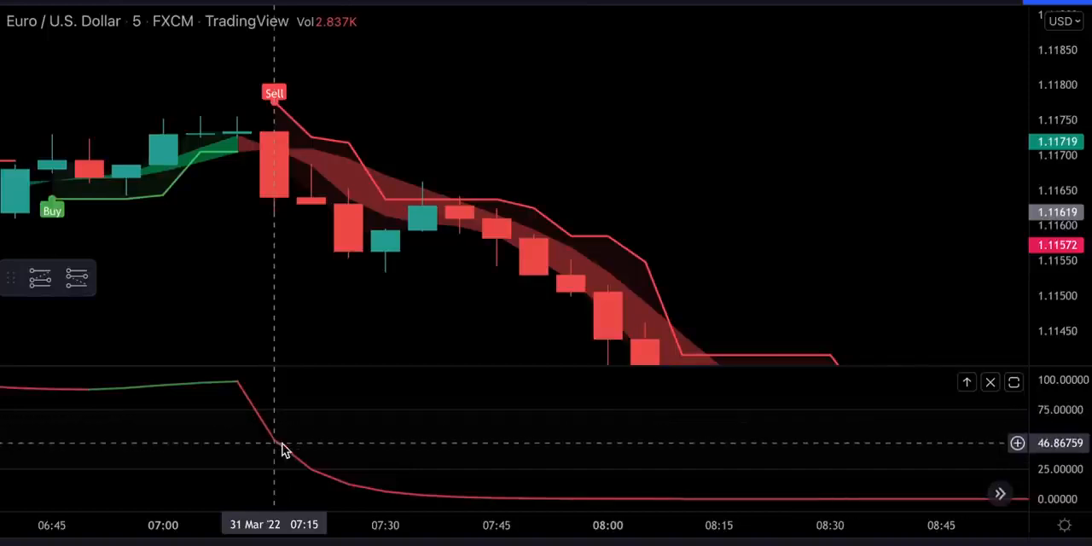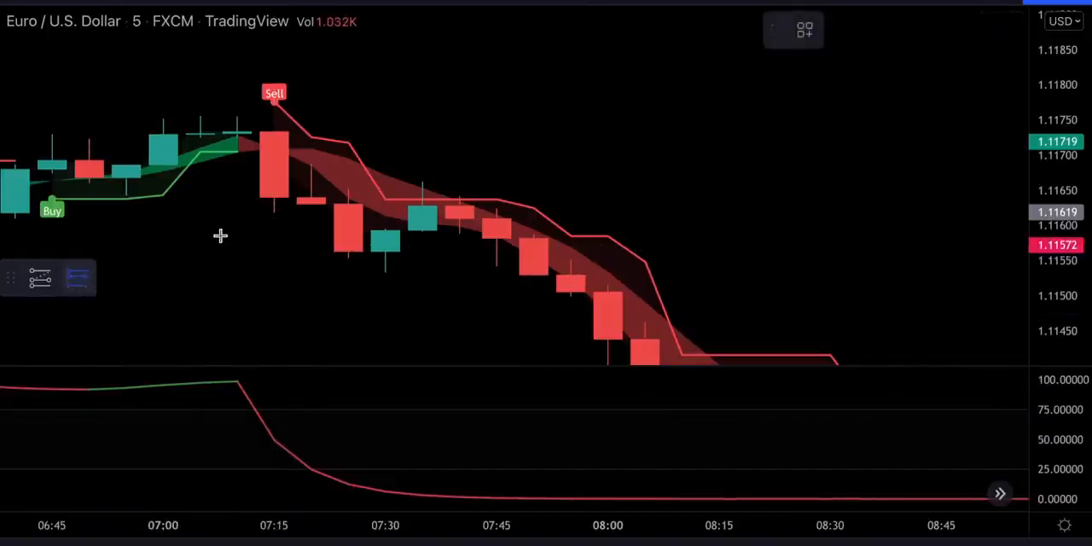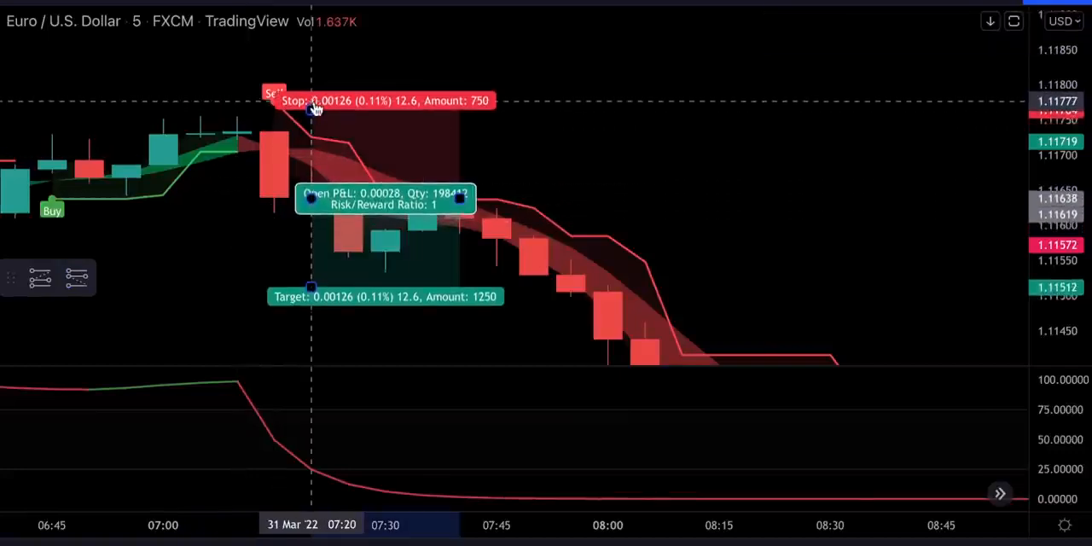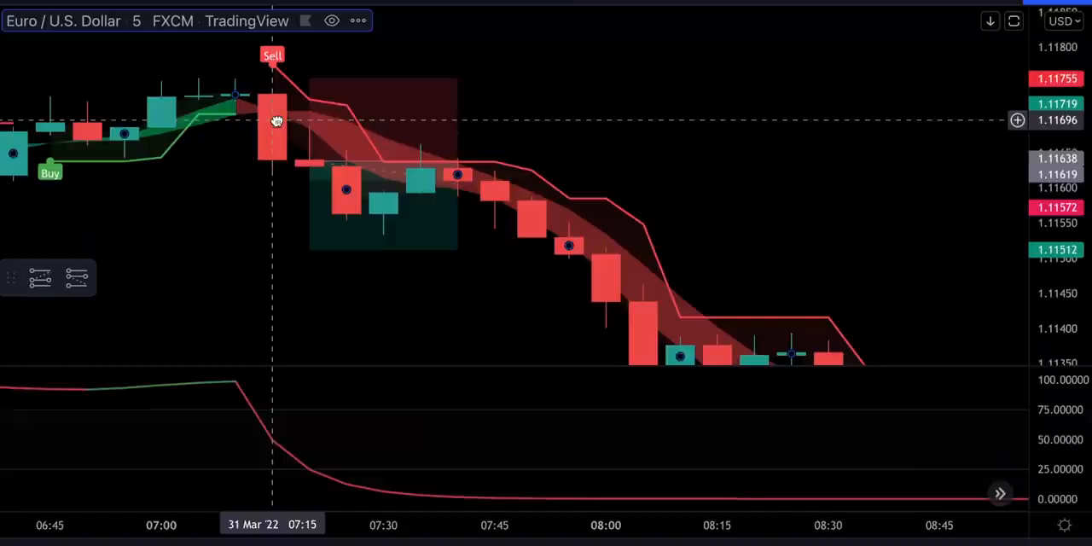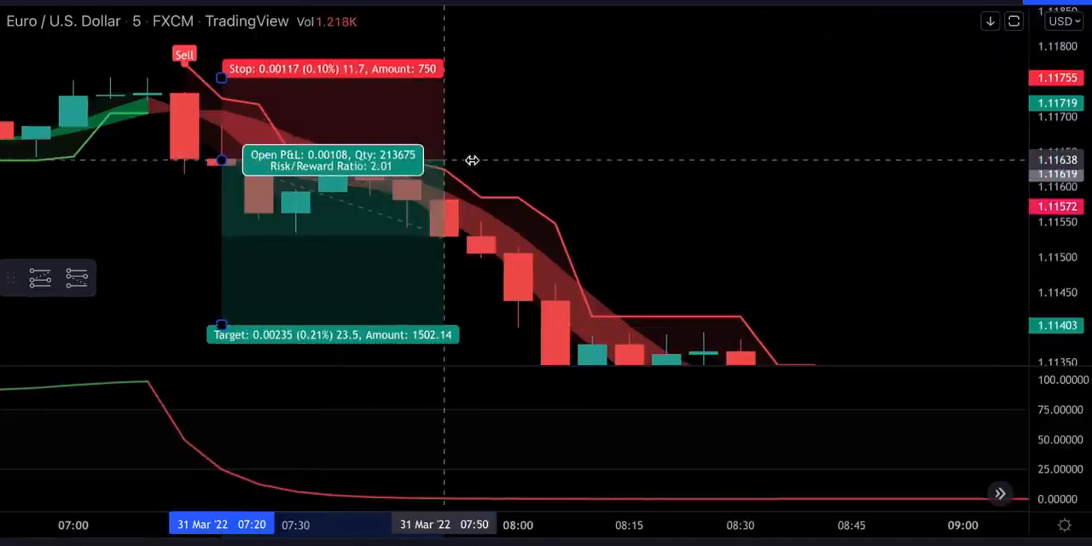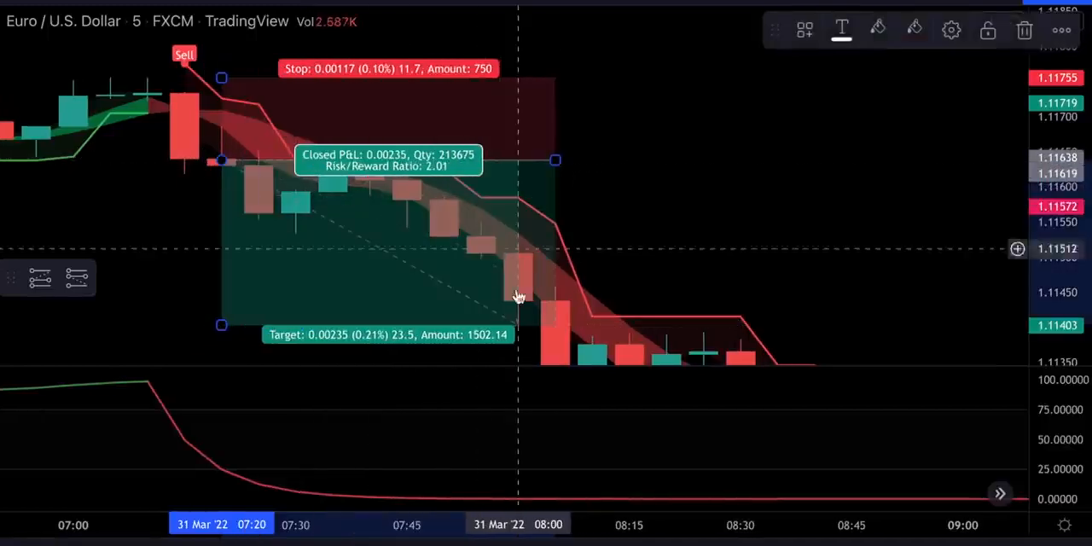And once we have this valid short signal, we're going to enter the trade on the very next candlestick, set our stop loss, and target 2 times the risk, and see how well this trade performs. So we see another successful trade. We just hit our take profit target right there.